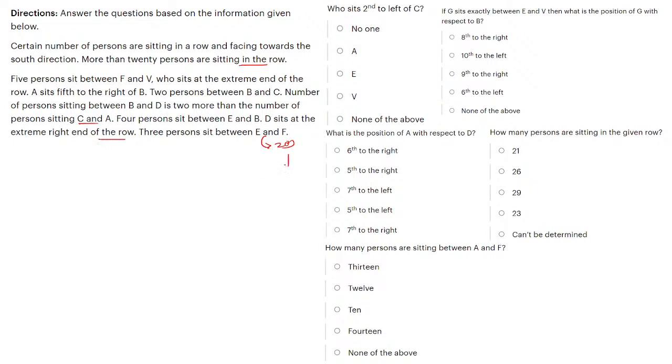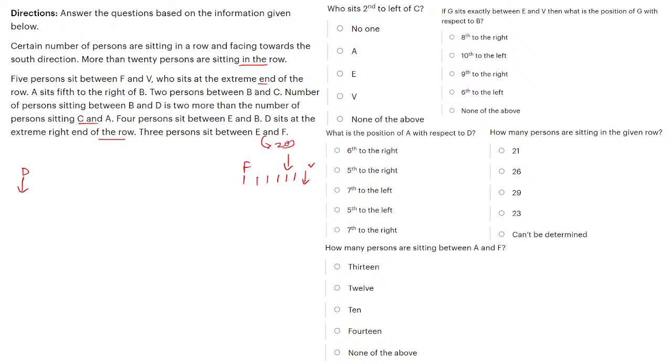Now, we confirm facing south direction. So, the extreme right end of this particular row, here it is, right? So, this is D. And 4 persons between, so D here, right? And 5 persons, here is also an extreme end. V is sitting at an extreme end. So, V is here and 1, 2, 3, 4, 5. And this is F here.